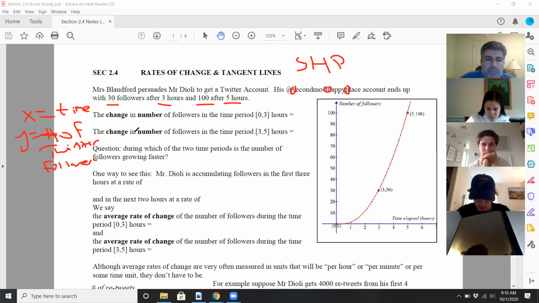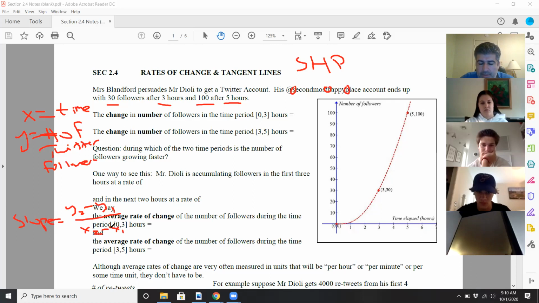And a slope, you guys should know what slope's all about. Slope is a change in Y over the change in X. Y2 minus Y1 over X2 minus X1, right? We know this. So let's take a look at this first part here.